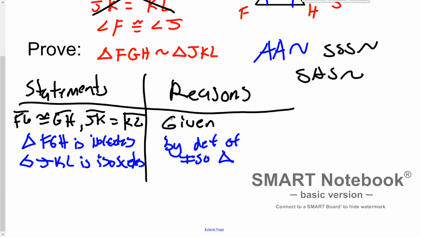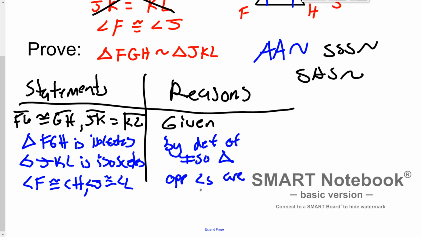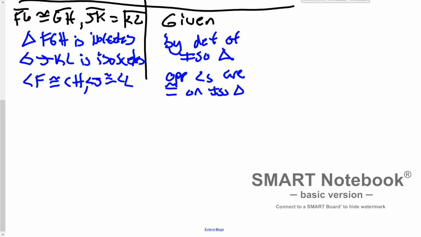Okay, now I keep on going. Because I have isosceles triangles, opposite angles are congruent. So that means angle F is congruent to angle H, and angle J is congruent to angle L. I can say that because when I have an isosceles triangle, the opposite angles are congruent. So that's my reason. You always have to make a statement and a reason. Okay, so let's keep on going.